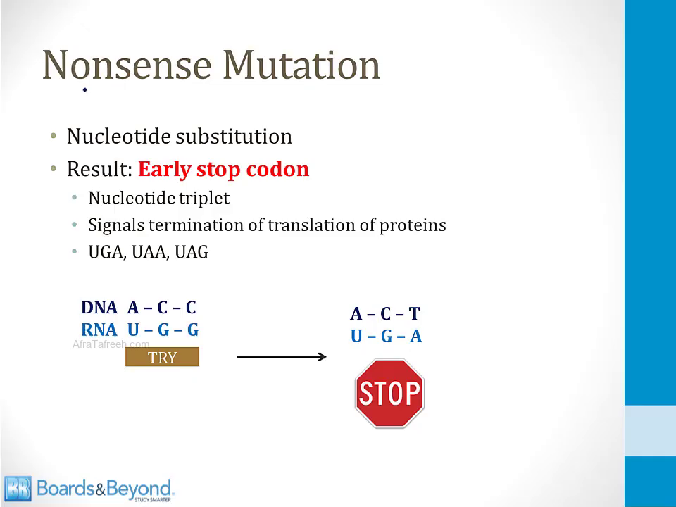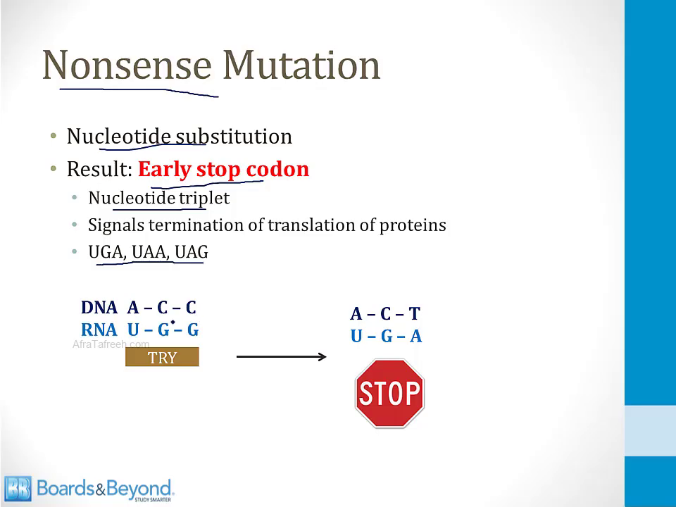Another type of point mutation is called a nonsense mutation. This is a nucleotide substitution that results in an early stop codon. As we said before, stop codons are nucleotide triplets that signal the termination of translation of proteins, and there are three stop codons: UGA, UAA, and UAG.